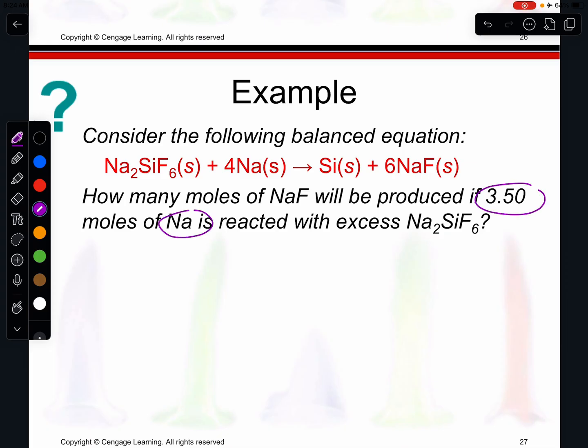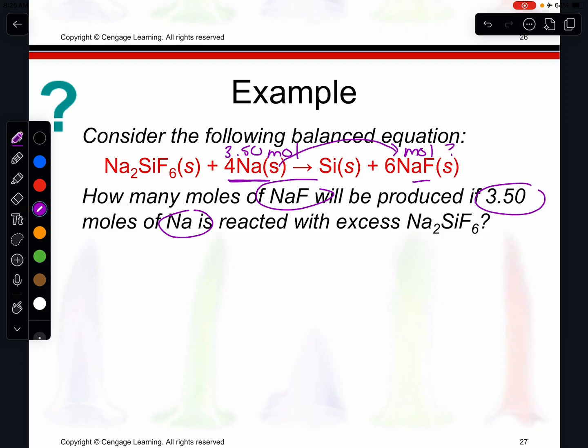So we're going to do 3.5 moles of our Na. So remember, there's a lot of different Nas in this problem, but they're asking you specifically about this one because they're not giving you any other components. So it's not the NaF and it's not the NaSiF6, which we'll deal with in a second here. Okay, so we're going to go ahead and write our 3.5 moles. And we're trying to end in moles of NaF.